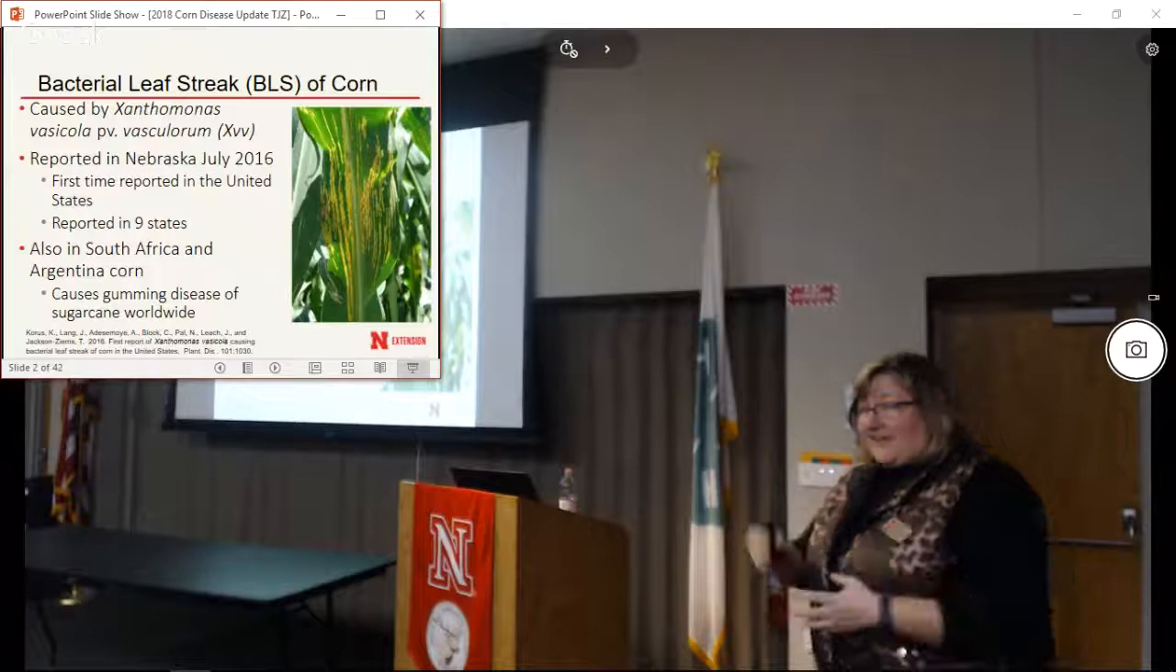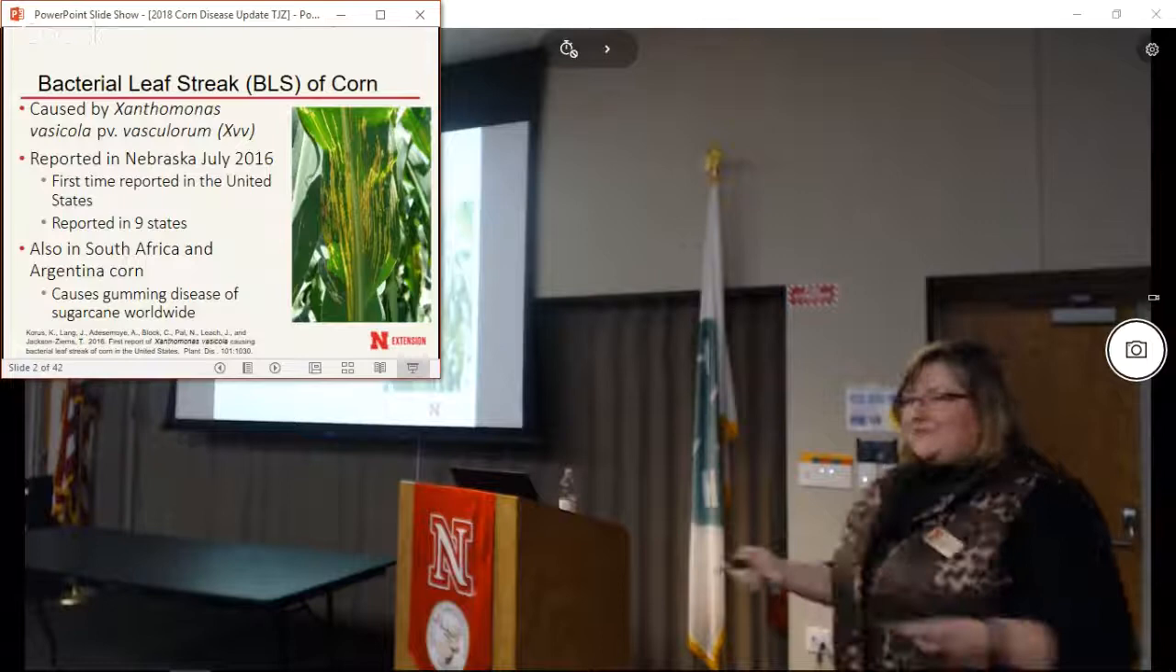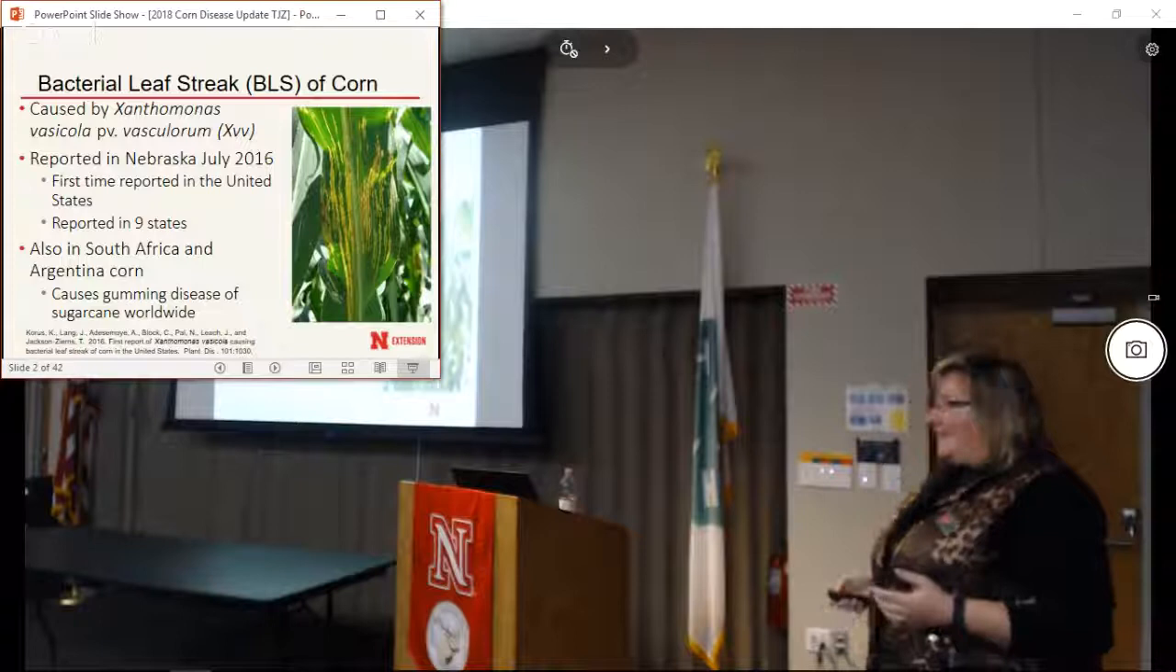It can kill plants, a lot like what Goss's wilt does. Well, in corn, we've not observed that. And so good news right now is that it's only been on the leaves thus far. And so if anything changes, we certainly will keep you up to date.